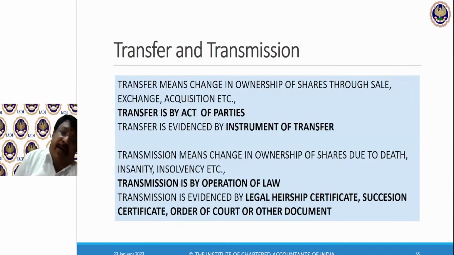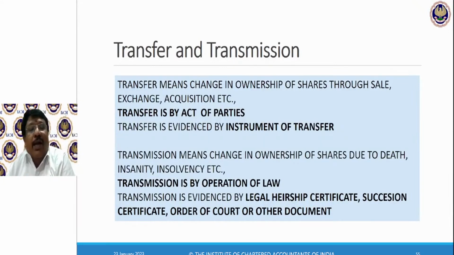In some cases, they might even have to go to court and get what is known as a succession certificate, and that has to be proved. Different companies have different rules. The articles of association provide for the rules, and whatever the articles say has to be followed. The idea is that the company will protect itself from wrongful claims.